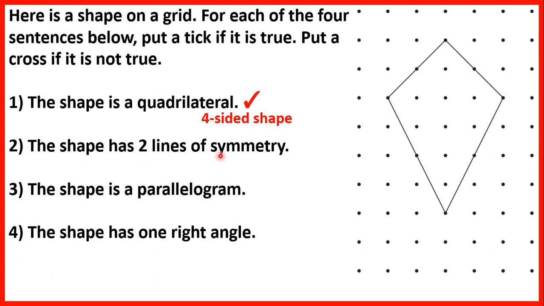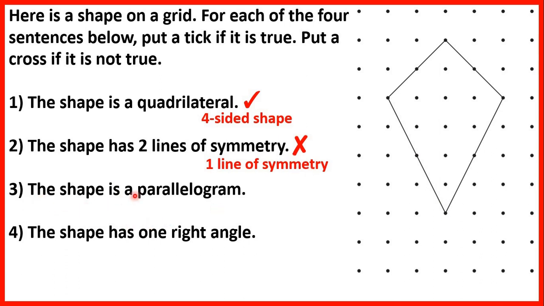Now the shape has 2 lines of symmetry. So with a line of symmetry, you can draw a line down the middle so that you have the same reflected on both sides. So here we can see that we have one line of symmetry, but this line here is not a line of symmetry. We don't have the same reflected on both sides, because to get to this point we go up 2, but to get to this point we need to go down 4. So that's not a line of symmetry. So the shape only has one line of symmetry.